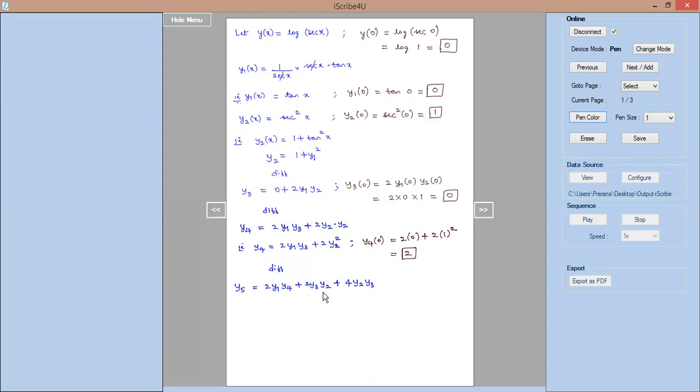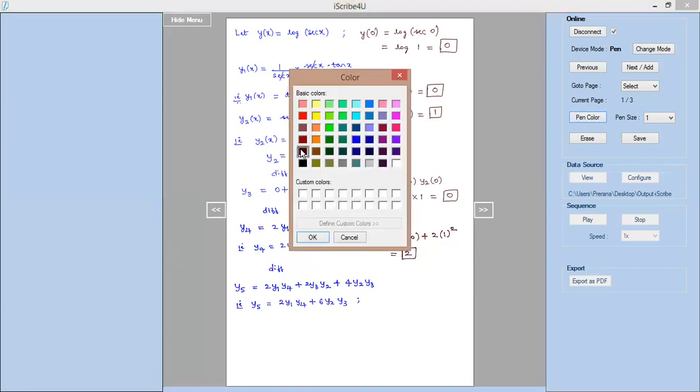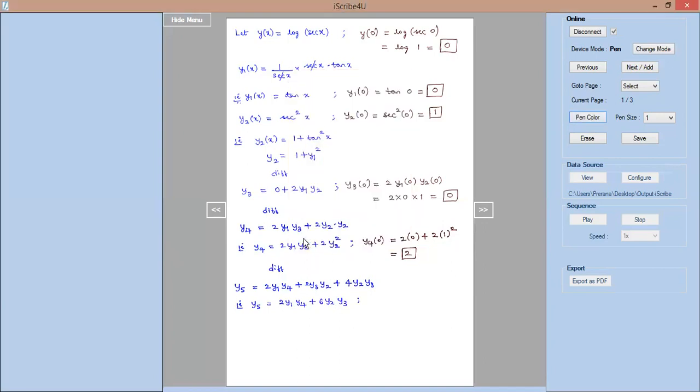And since we observe these two are like terms, we will combine and rewrite the y5 expression. This is 2y1 into y4 plus 6y2 into y3, combining the like terms in the last two expressions. Now we will obtain y5 at the point 0. For the Maclaurin series, a equal to 0 is taken. Now since y1 is 0, the first term will be 0. y3 is also 0. That is why the second term will also be 0.